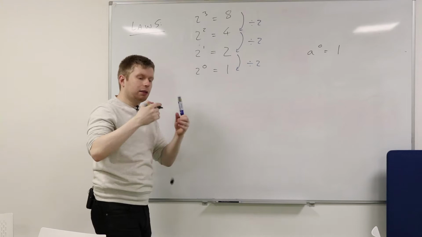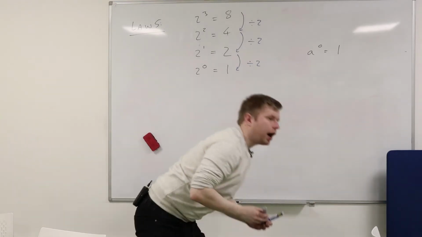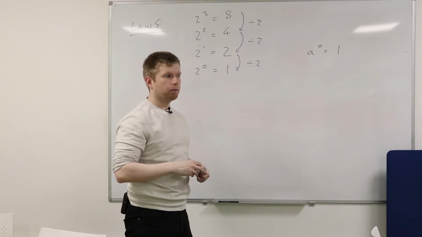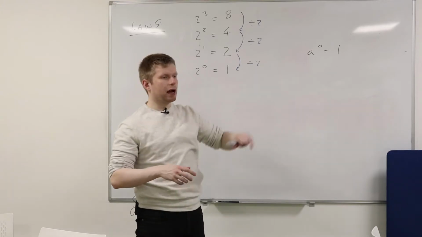So you can think about it as a to the power of 1, and then I have to divide that by a to get a to the power of 0, which should just always leave me with 1. Is it okay, Pascal? Yes. Good. So anything to the power of 0 is 1.